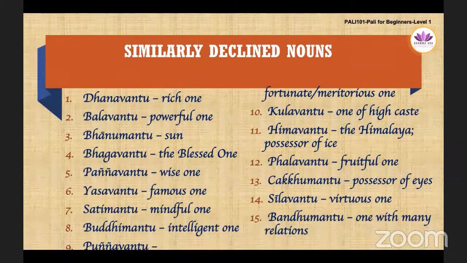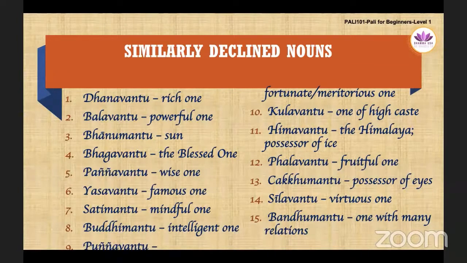Chakku is eye. So Chakkumantu is possessor of eyes, one who has eyes. And Silavantu. Sila is virtue or morality, and Silavantu is the one who has morality, virtuous one. Bandhumantu, one with many relations. Bandhu is relation or relative, so Bandhumantu means one who has many relatives.